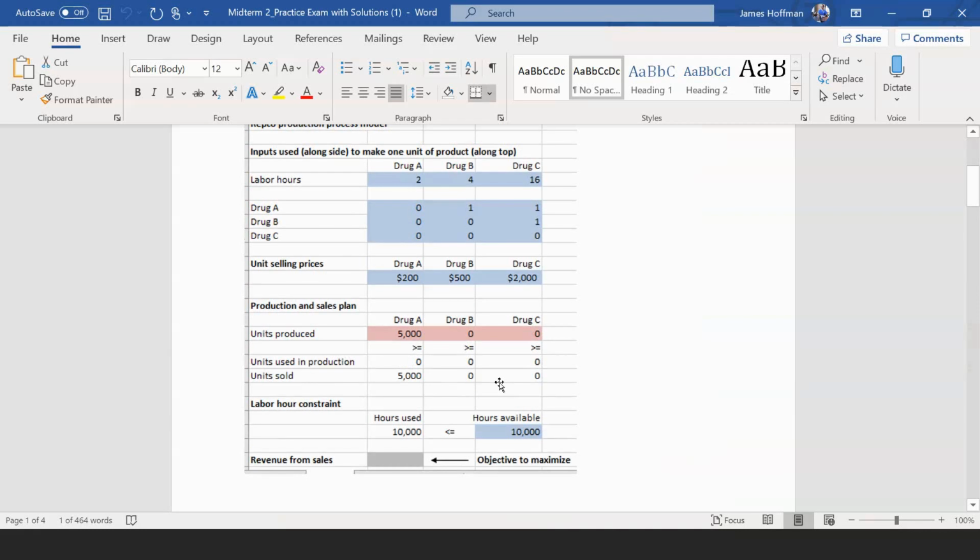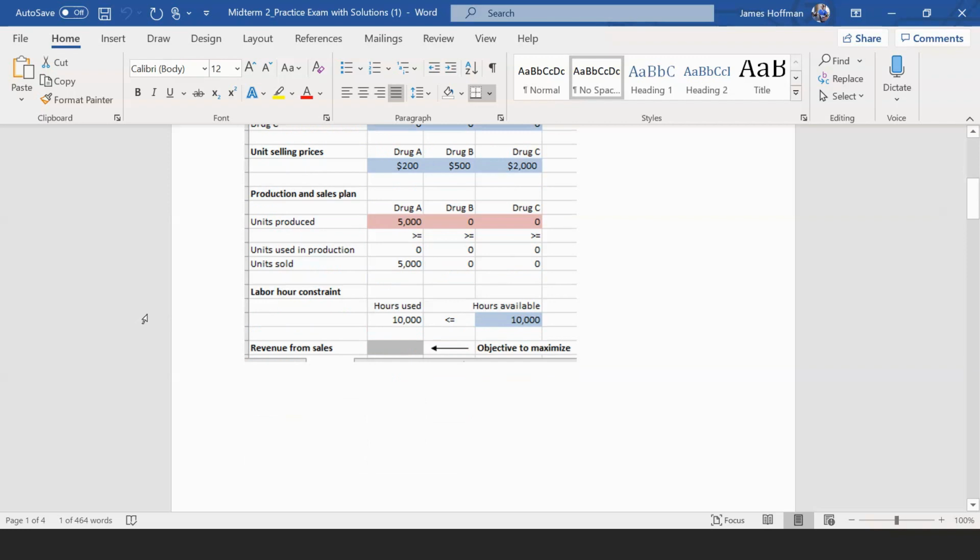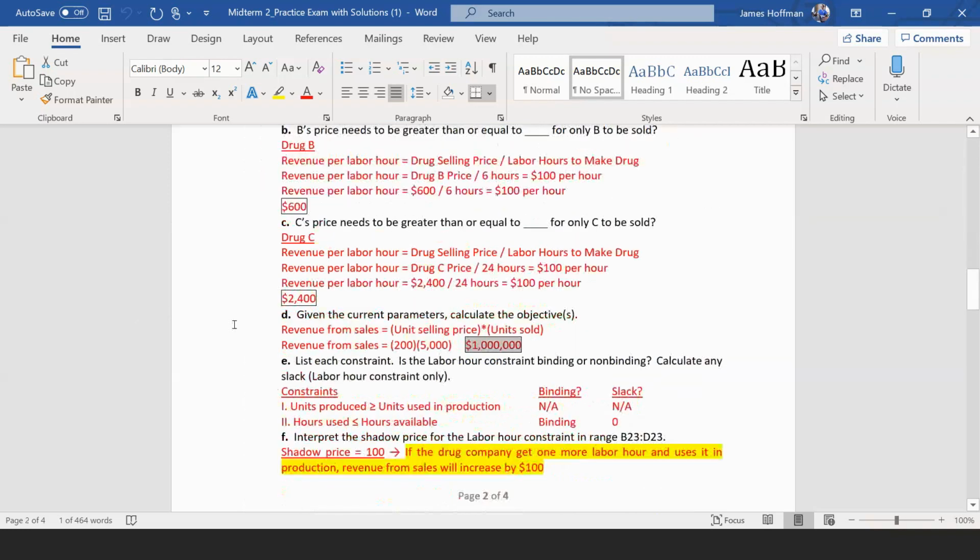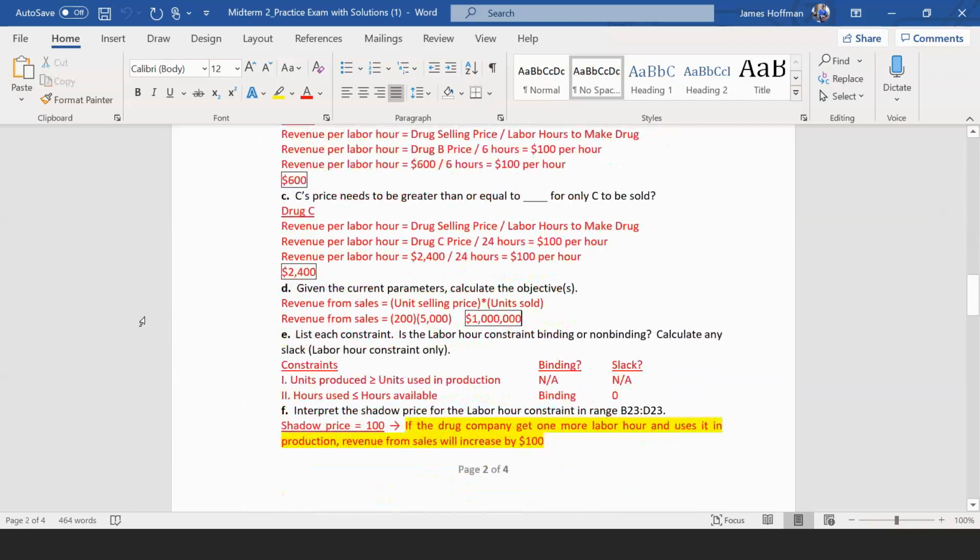Okay. Since those are not being sold, they're not going to be part of the revenue. So the revenue is just really the one drug that's being sold. And so it's just the price of that good times the amount sold. So price times quantity, or the unit selling price times the unit sold. Okay, so our revenue is $1 million exactly.